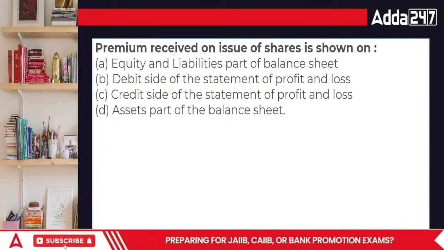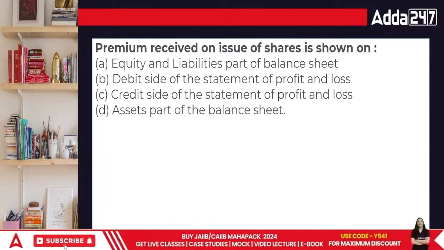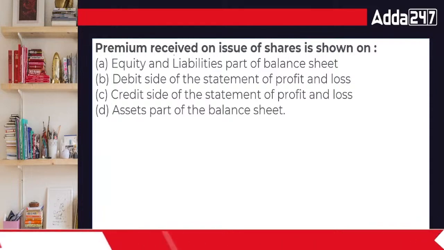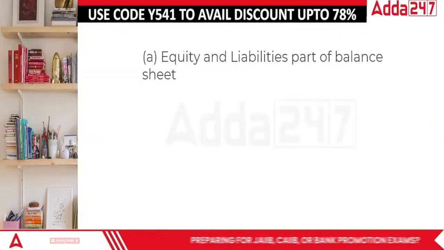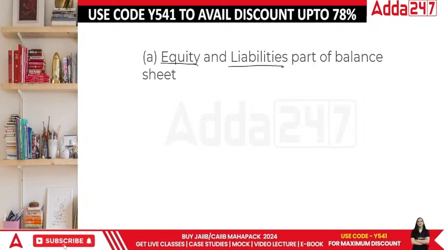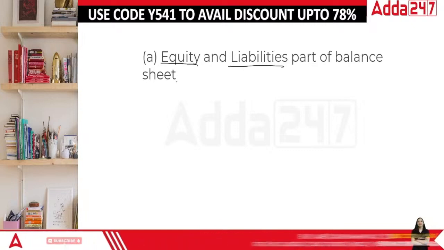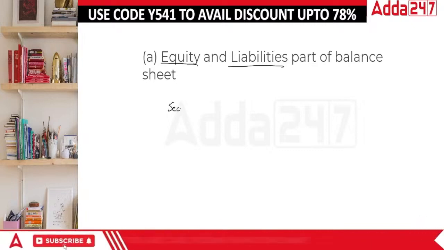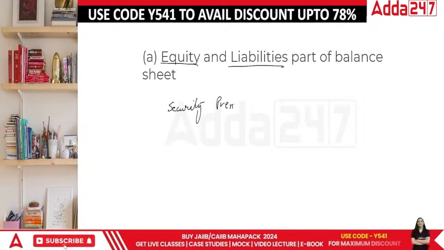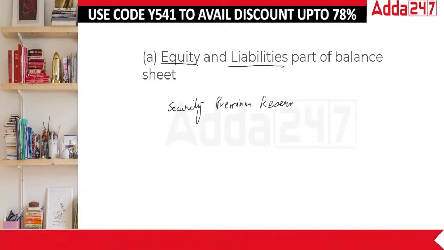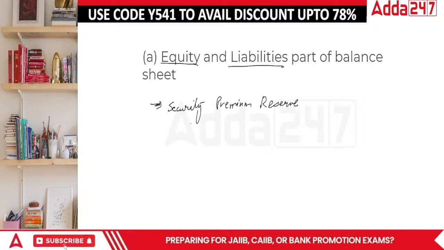The premium that is received is basically extra money charged when the share is being issued, because we say we have goodwill in the market. So it is part of the equity and liabilities portion. In the shareholder funds, you write another reserve called the securities premium reserve. The extra money that you receive as premium goes into the securities premium reserve. Okay?